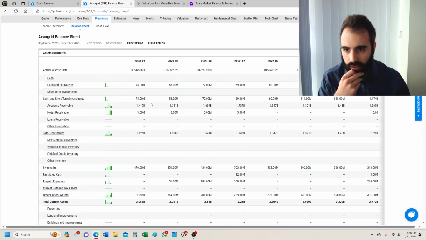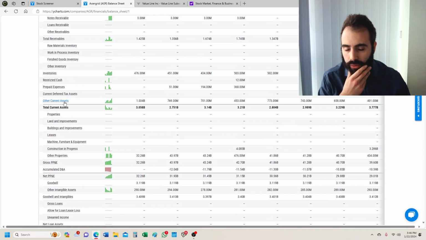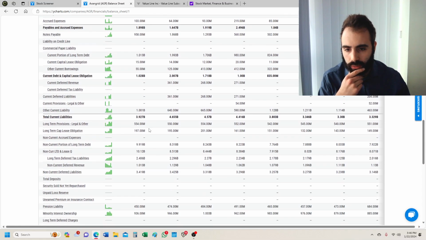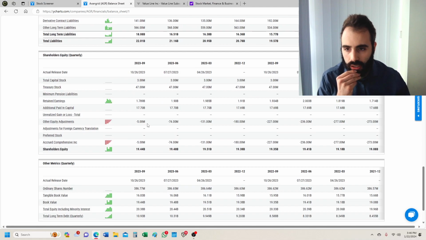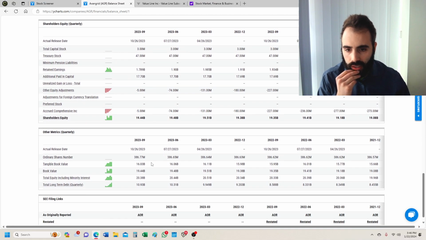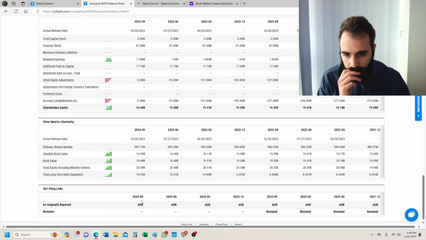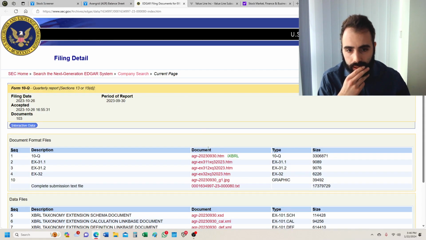In terms of cash, they have very little cash, quite a bit of inventory, a lot of receivables actually, and a lot of other, which we have to look at the 10Q to see what specifically that is. Tangible book value here is at 16 billion. Long-term debt is 10 billion. Let's pull up the 10Q, see what's going on here.